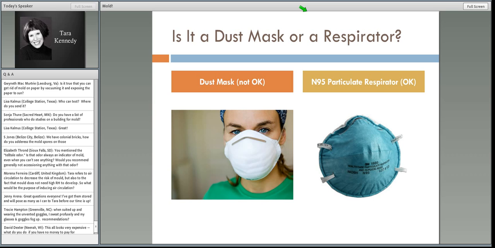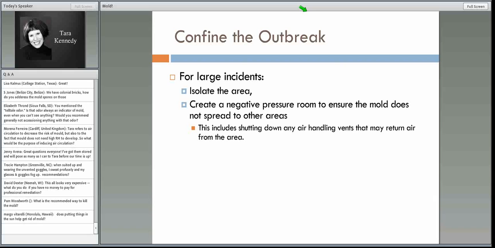Okay, so now that you've got your personal protective equipment on, you're ready to confine the outbreak, or at least hopefully the vendor is ready to confine the outbreak. If you have a large incident, you want to isolate the area, creating a negative pressure room to ensure that the mold does not spread to other areas. And this might include shutting down any air handling vents that may return air from that area.